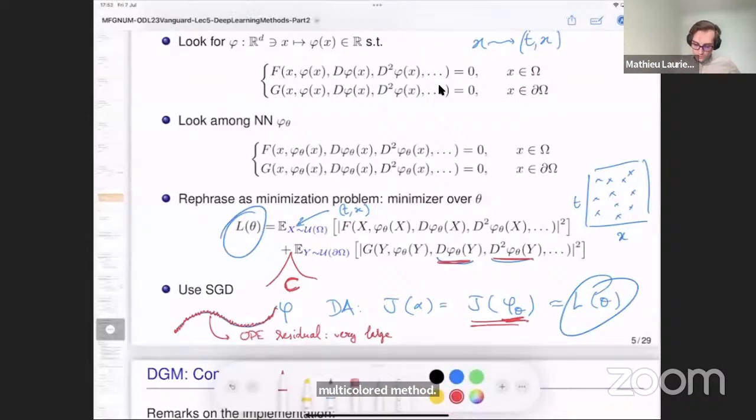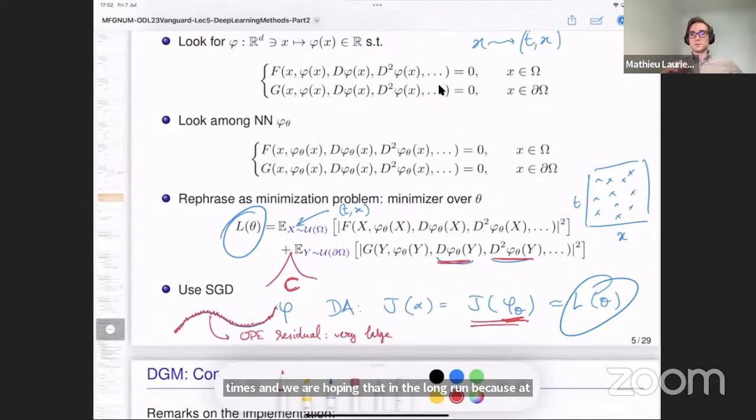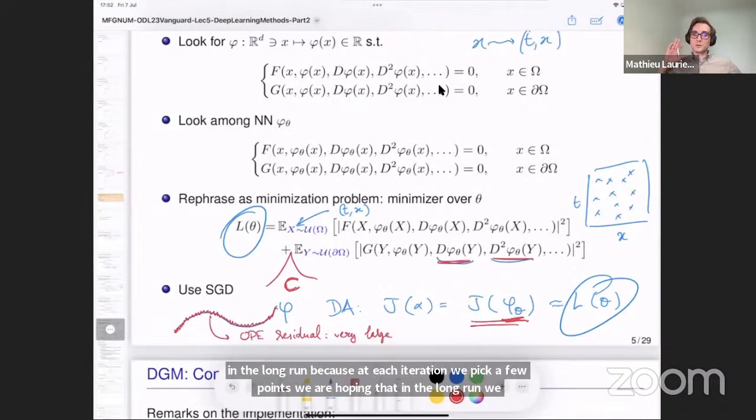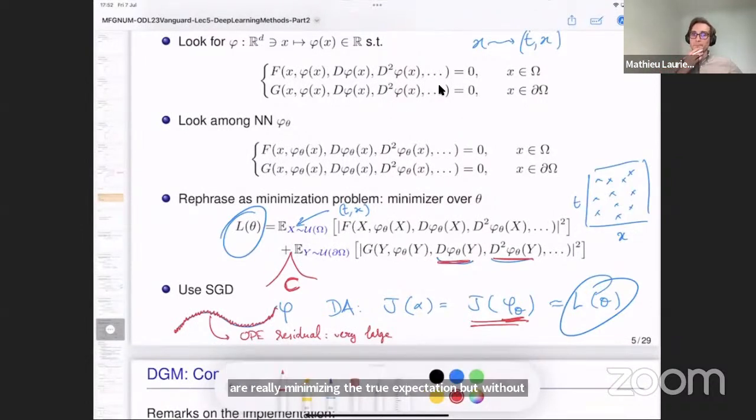And in fact, when we run stochastic gradient descent, we don't try to estimate the expectation perfectly. What we do is we pick a few samples, we evaluate the loss, we compute the gradient, and we do that many times. And we are hoping that in the long run, because at each iteration we pick a few points, we are really minimizing the true expectation, but without ever trying to estimate this expectation. So that's the idea behind stochastic gradient descent or batch stochastic gradient descent, mini batch. At each iteration, you pick a few points.